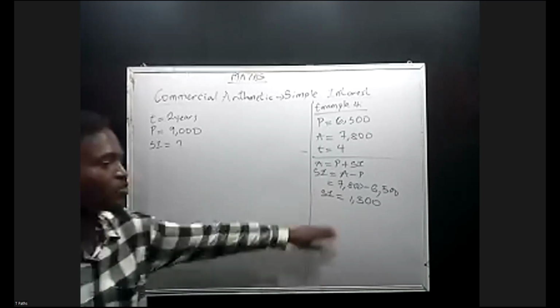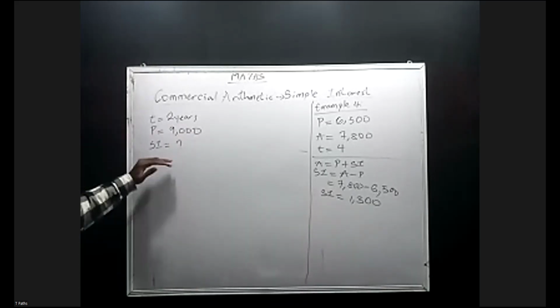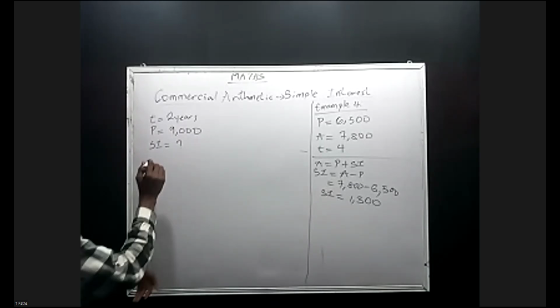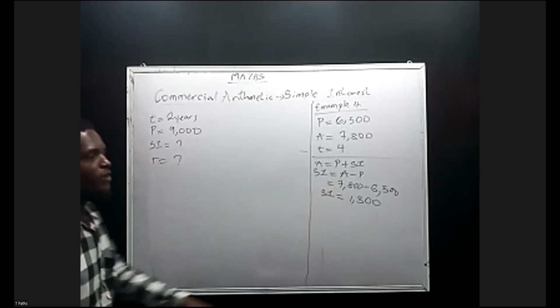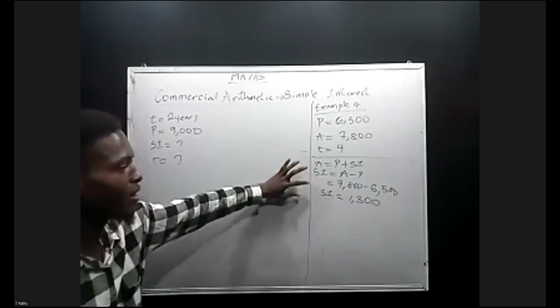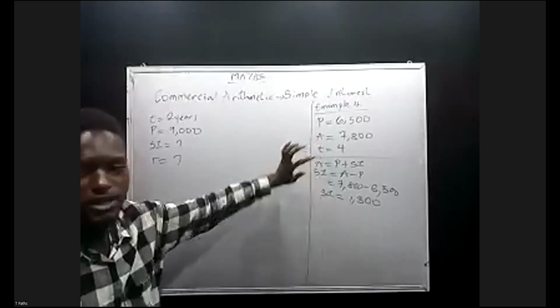Now looking at this question, we are not done with this part. We got the simple interest here, but what do we need? They gave us the time and the principal, and they said we should look for the simple interest, but the rate is not given either. The reason we are given the first information is to determine our rate. We have our simple interest, our principal, and our time. The only thing missing is the rate.